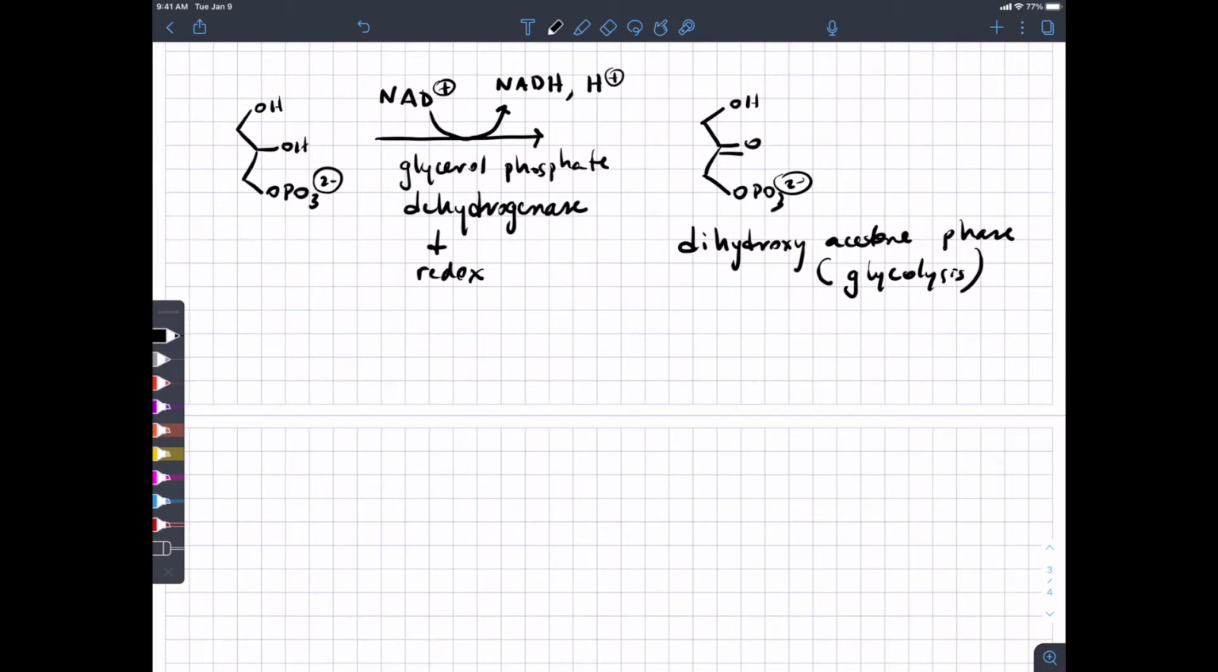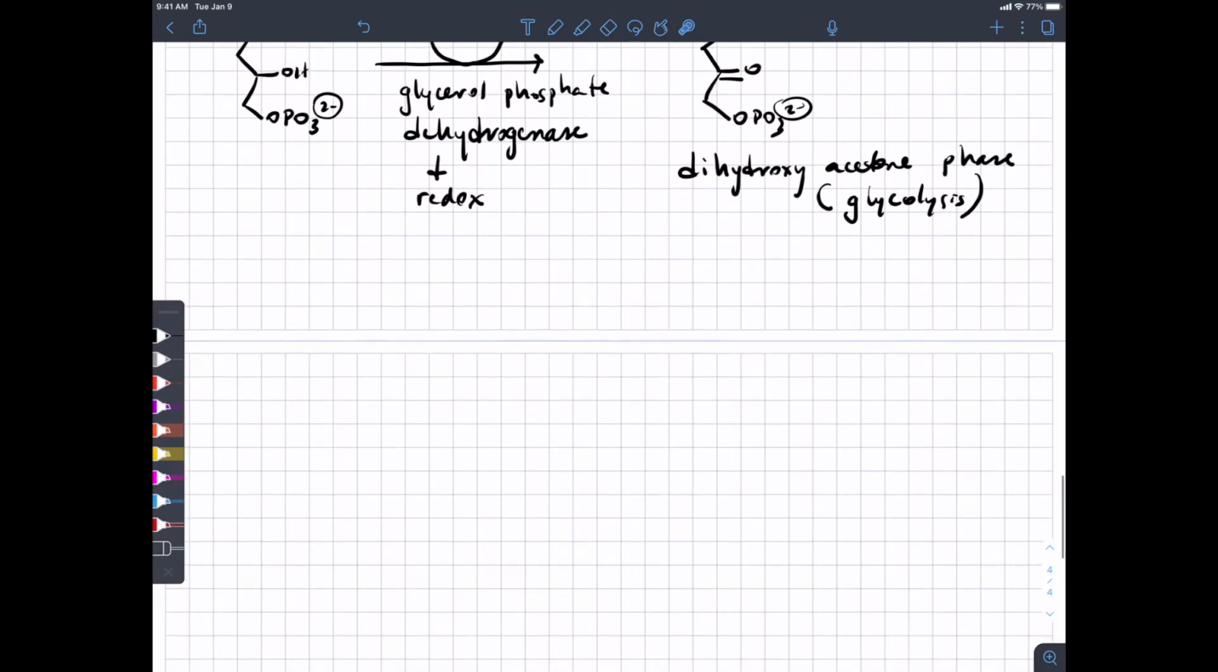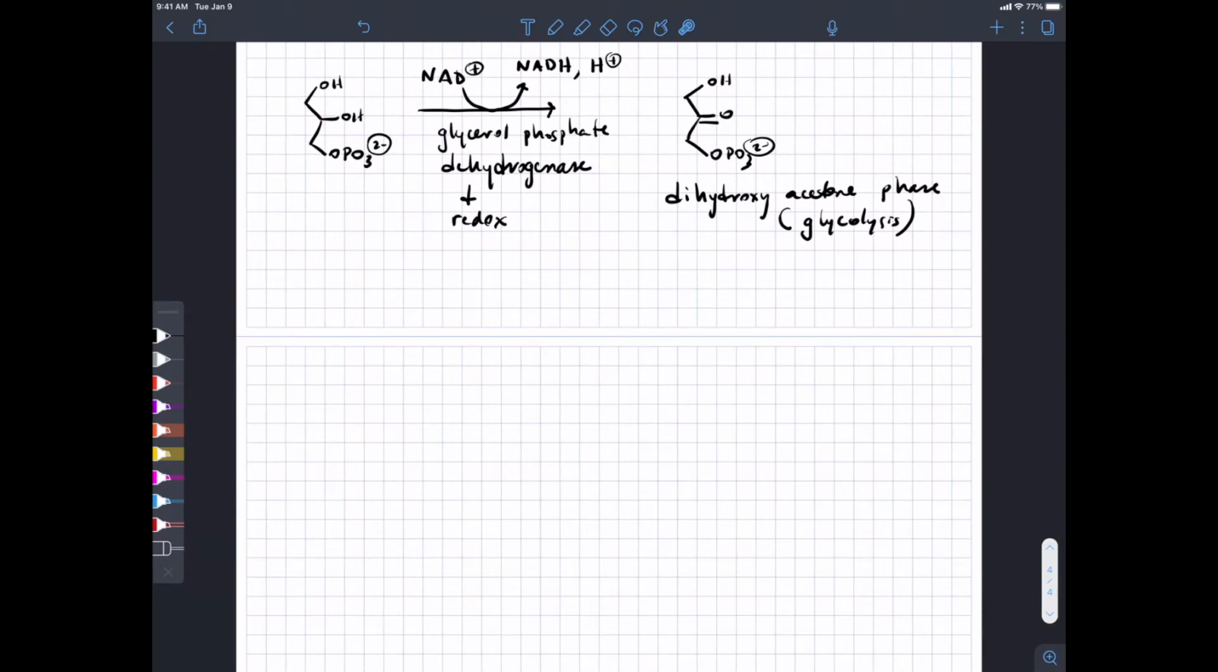Recall that reducing reagents in organic chemistry deliver hydrides to carbonyl compounds, like lithium aluminum hydride could reduce a ketone to an alcohol. But we're going to go the other way. We're going to take NADH and we're going to steal a hydride from this molecule to turn it into a ketone. So I want to show you that mechanism. I won't draw the whole structure of NAD plus or NADH. You can look that up, and I won't ask you to memorize it either.